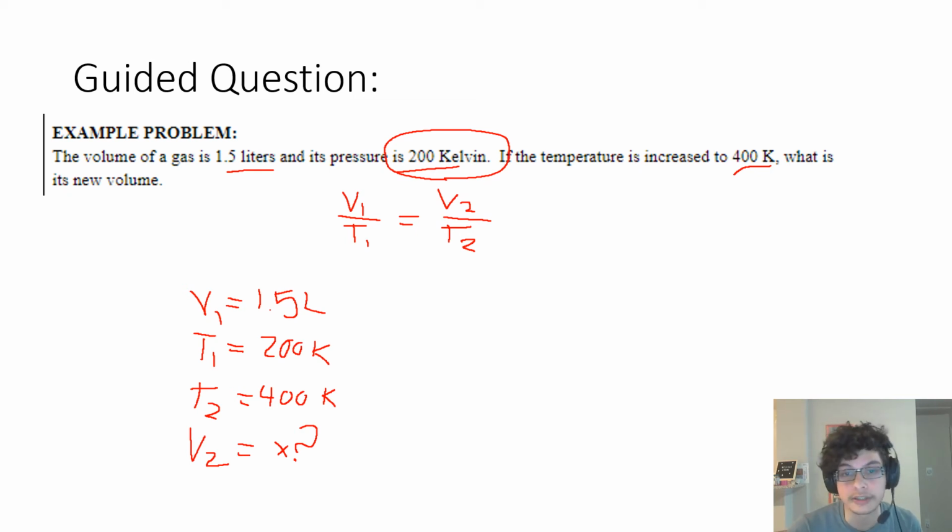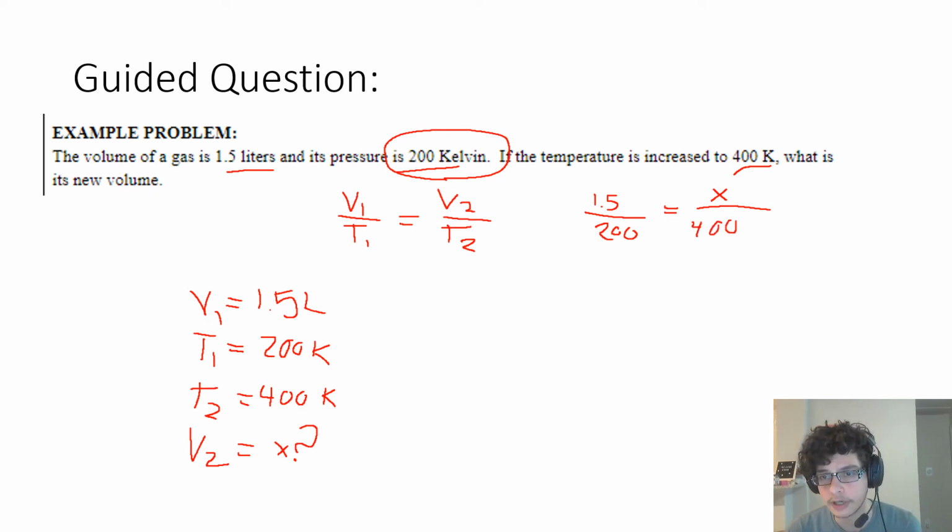Now I want to show you how you use this equation as well. We should be getting 3 liters. So let's just plug these numbers in. V1, so 1.5 liters over T1, 200, is equal to unknown volume X over, and then plugging in 400 Kelvin. Okay, solving for X, we need to get this 400 out of the way. So make sure we multiply both sides by 400.